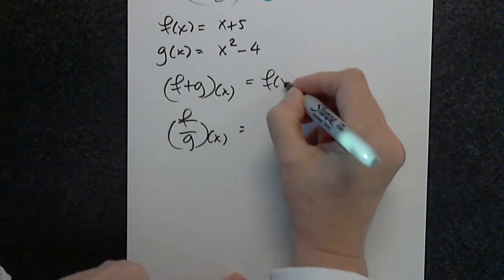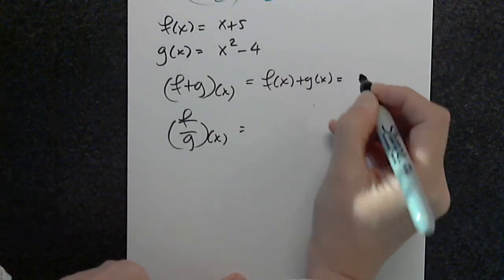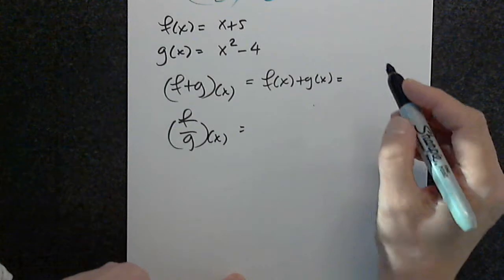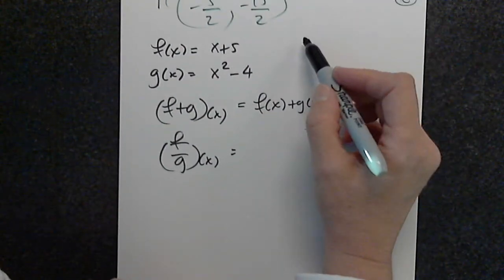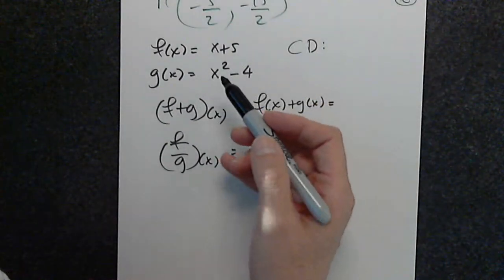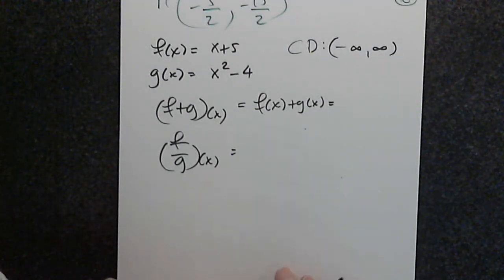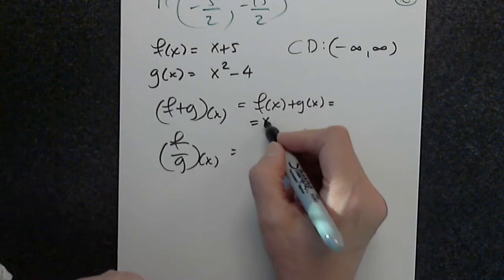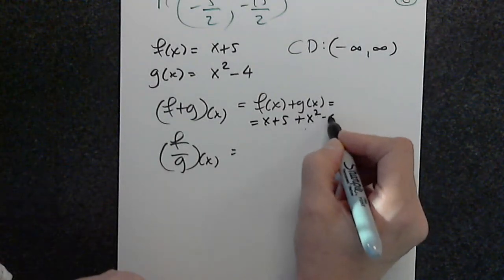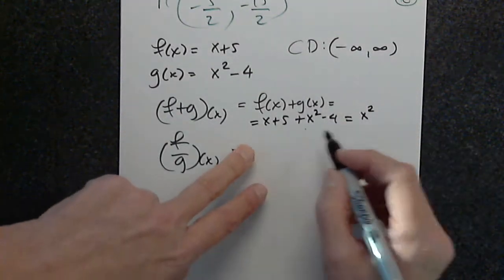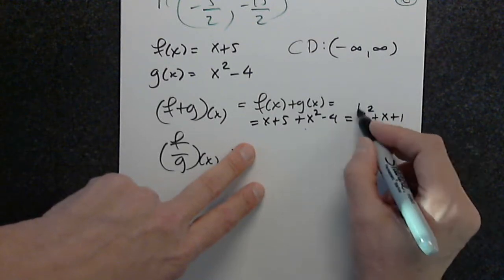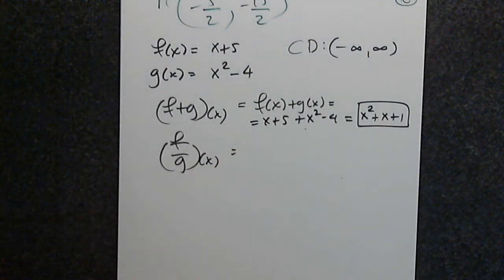Okay, so this is by definition f of x plus g of x. And of course we have to find the common domain, but they're both polynomial functions, so the common domain is all real numbers. So all I have to do now is just write x plus 5 plus x squared minus 4, and this is x squared in descending order, plus x plus 1. And this is a new function that we created by adding the two functions given to us.